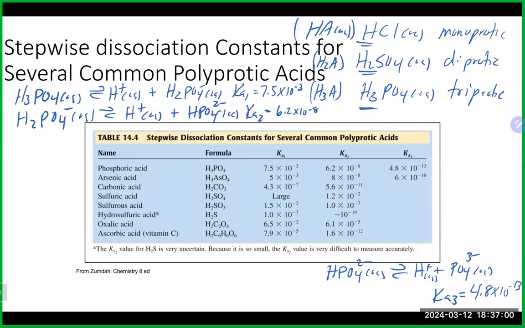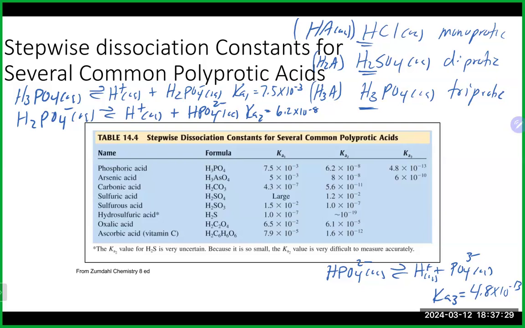And the third one gets even harder because now you have a -2 charge and you're trying to rip off something that's positive from that. It gets harder and harder. We see that with our Ka values. First Ka value times 10 to the minus 3, much larger value than the Ka3 value, which is to the minus 13, right? So larger K value means you have more products, yes?